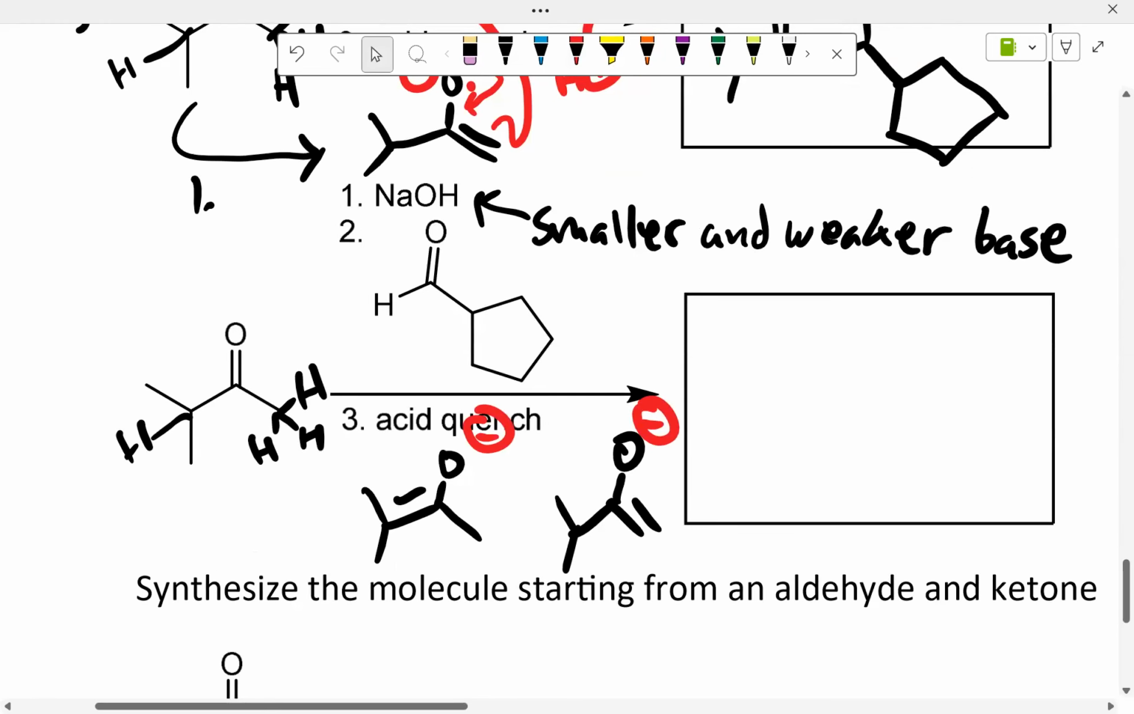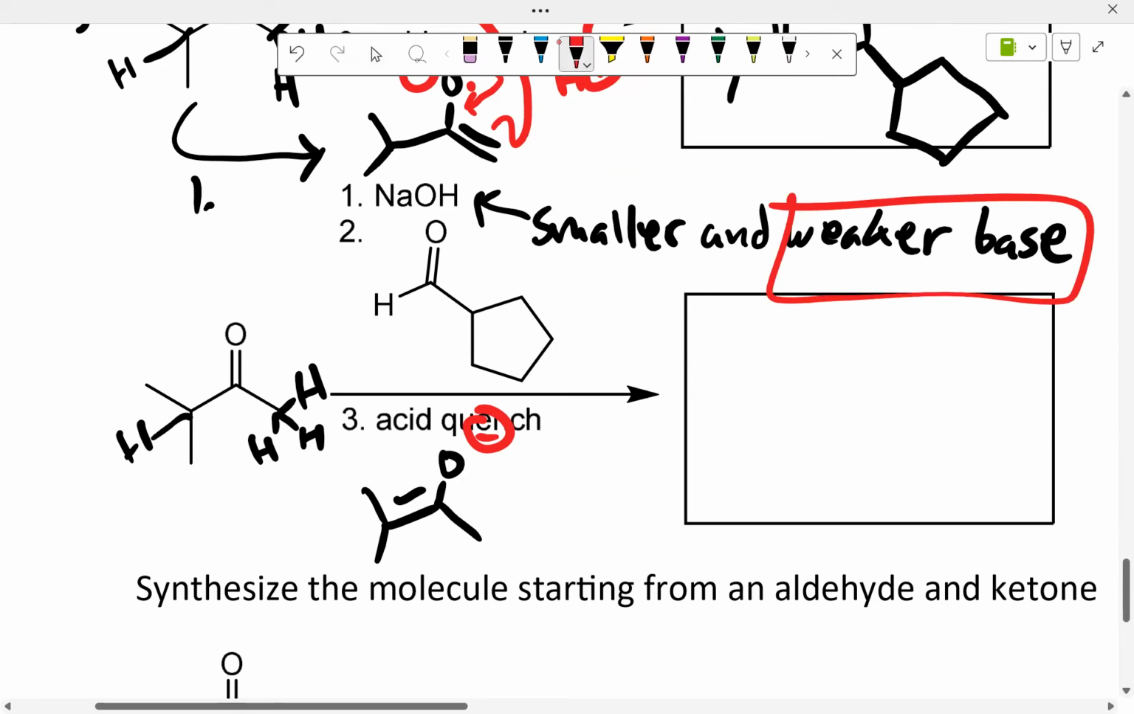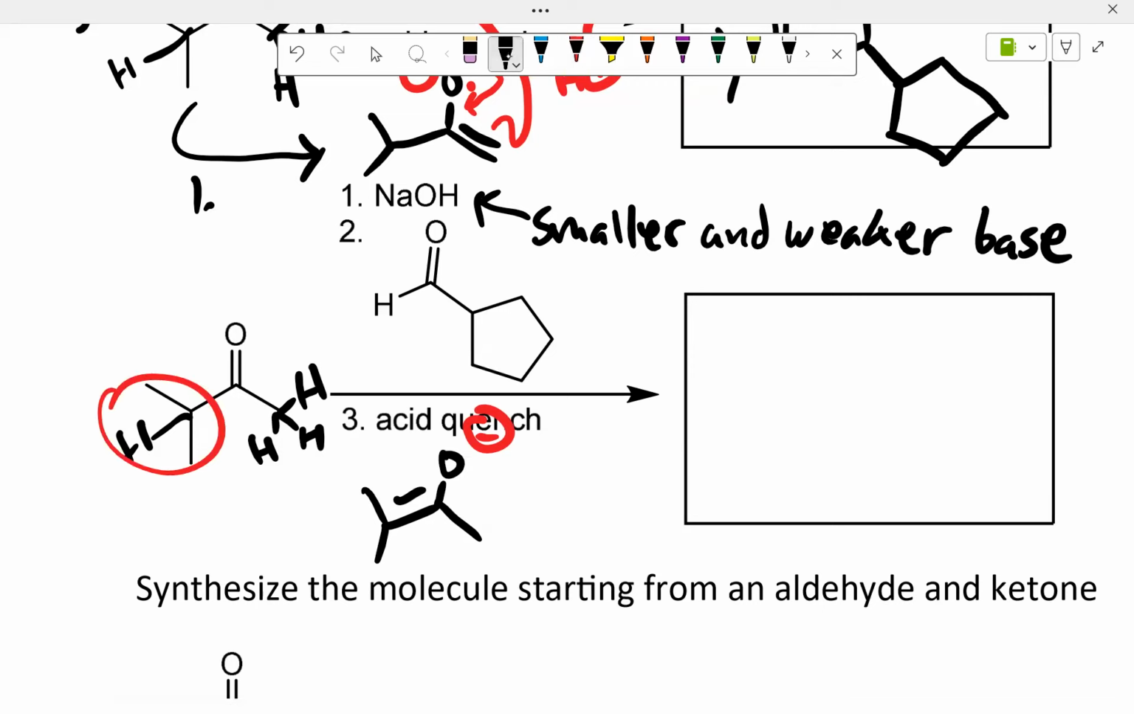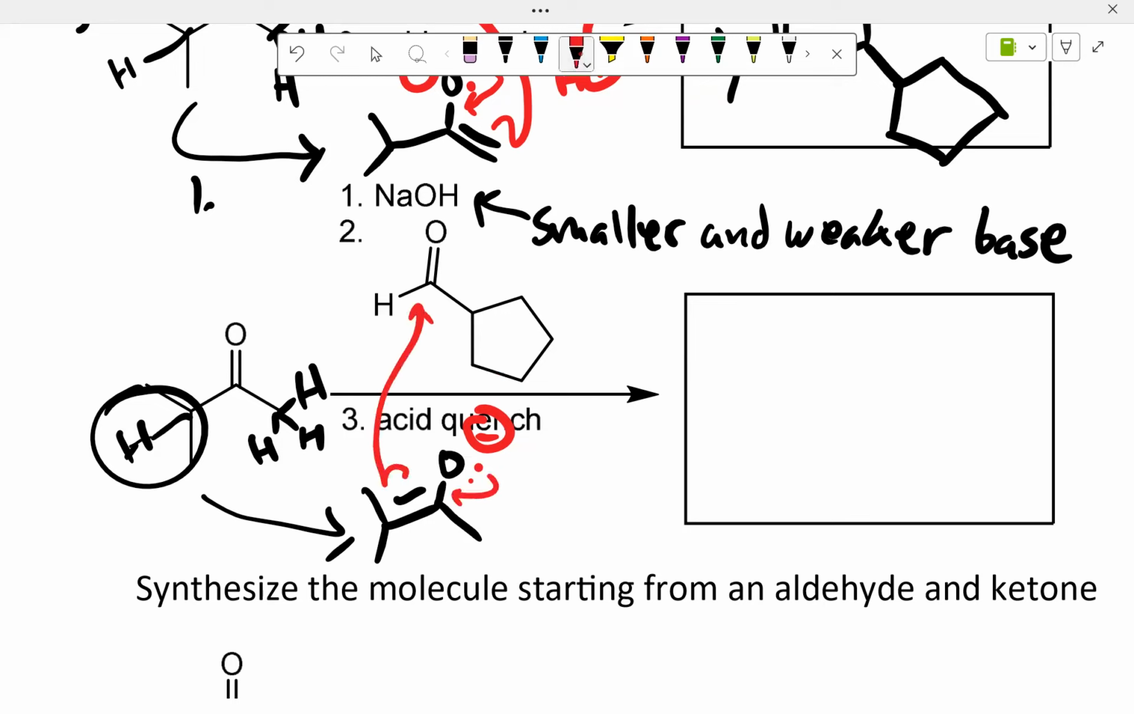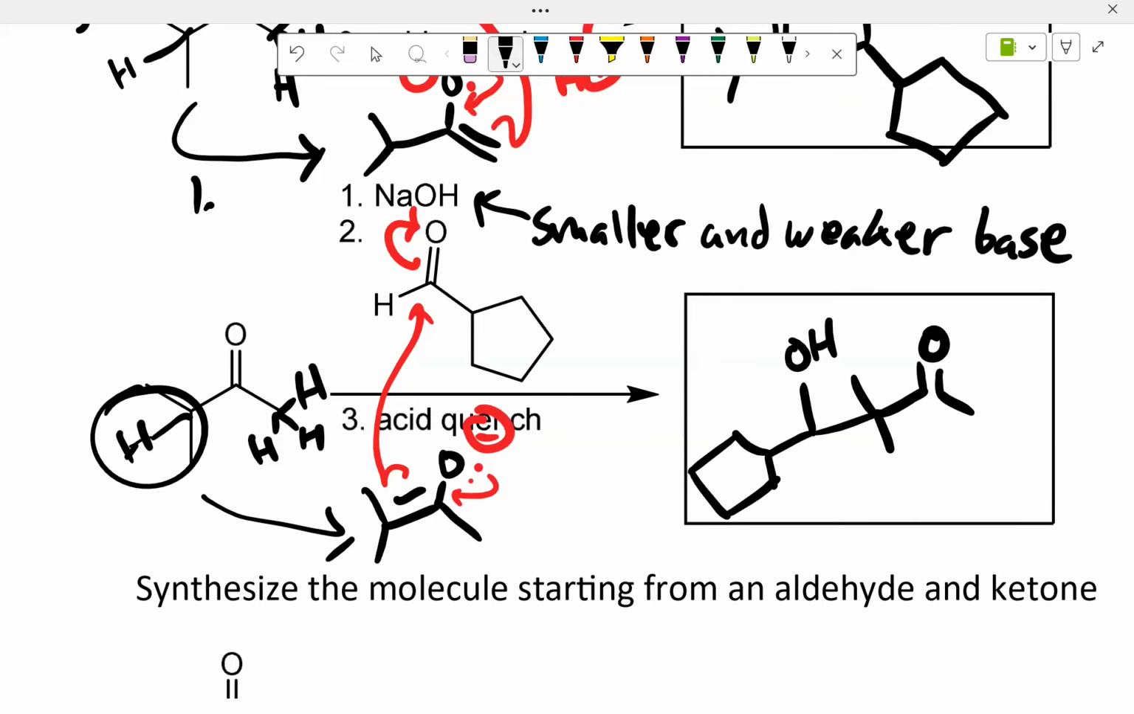If you have questions about that, please let me know. But if you're working with the weaker one, you're going to take the alpha hydrogen that's going to form the more stable enolate. So NaOH is going to take the left alpha hydrogen to form this, and then the rest of the reaction is going to be the same. So now we're going to form the carbon-carbon bond on the left side. Like that.